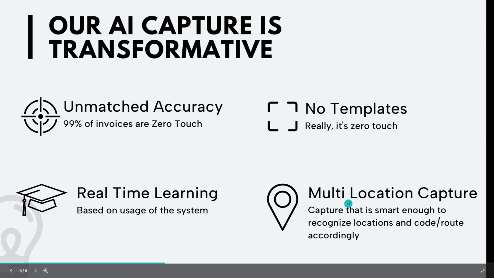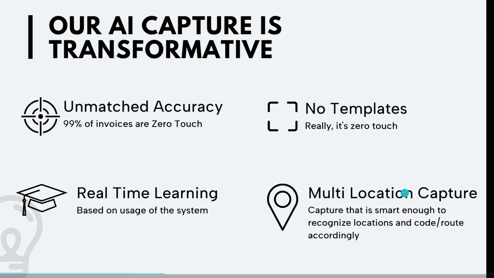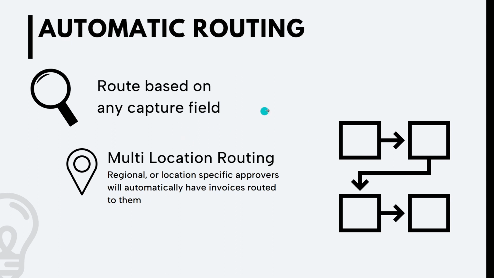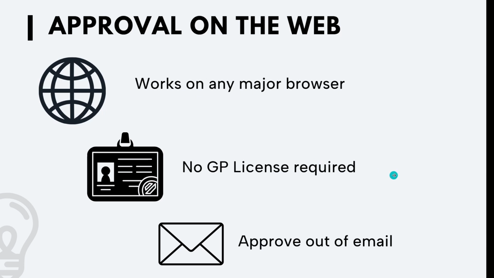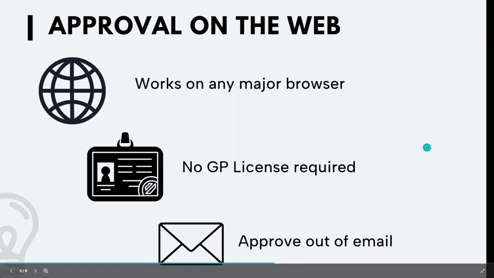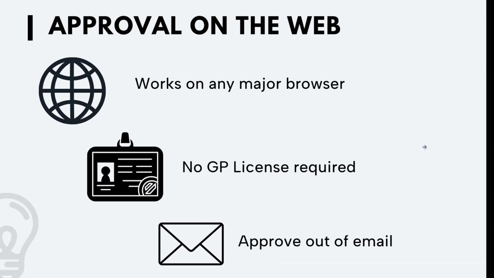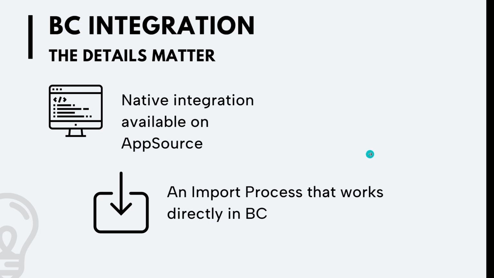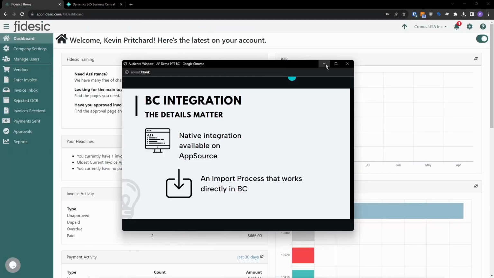And we do have the ability to capture over multiple locations as well. So we can read ship to addresses and do some really cool stuff with that as well. The routing, like I talked about, will route based on anything that we've captured. We do have lots of rules around multi-locations too. So if you're a multi-location facility, our product is designed specifically for you. Approval will be done on the web. We do have approval out of email as well, if you don't even want your users to have to log into a website. And finally, our BC integration is natively available on AppSource. It'll work with a standard BC workflow. You won't have to add any weird third-party integration to do so.